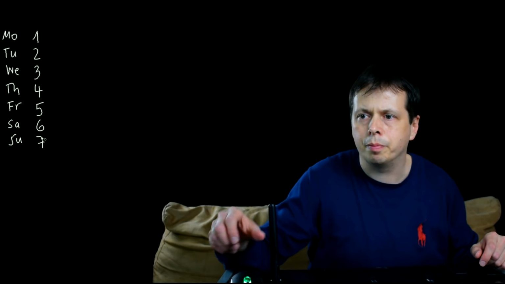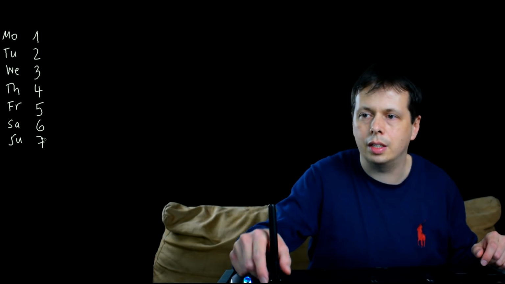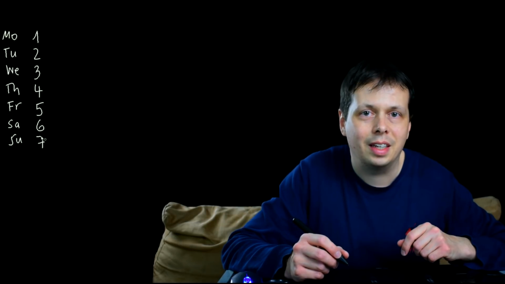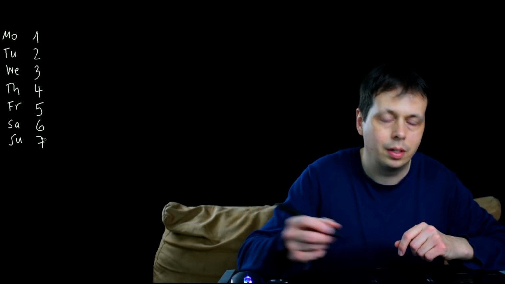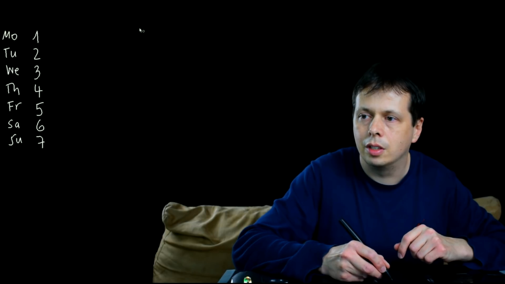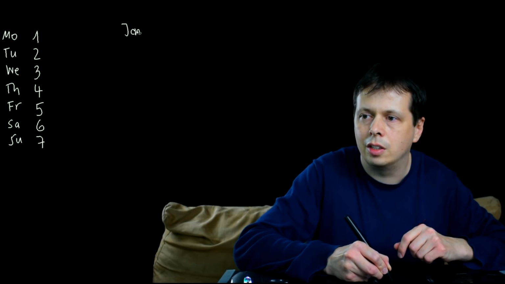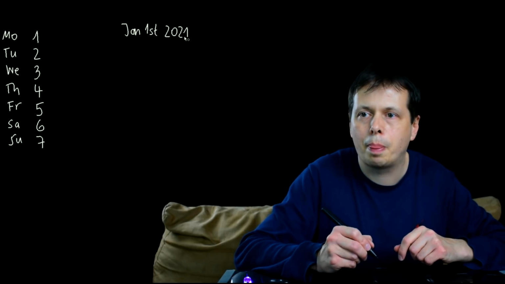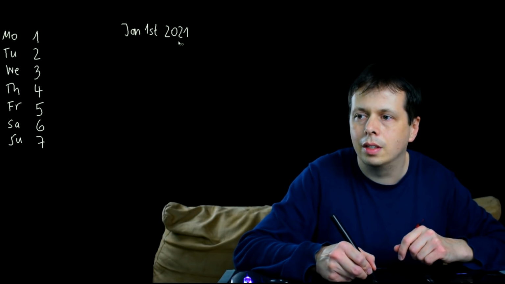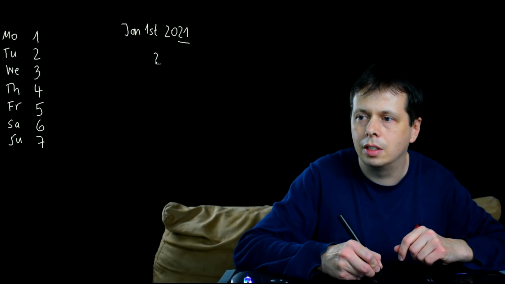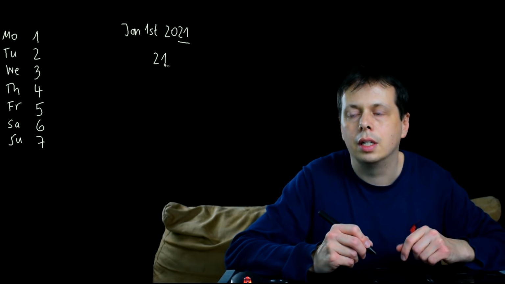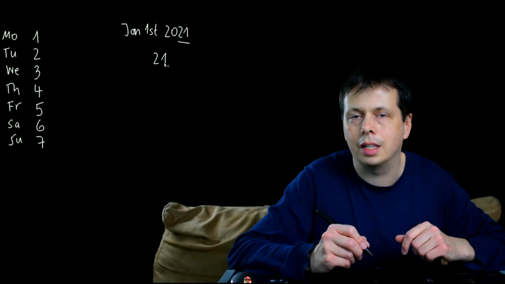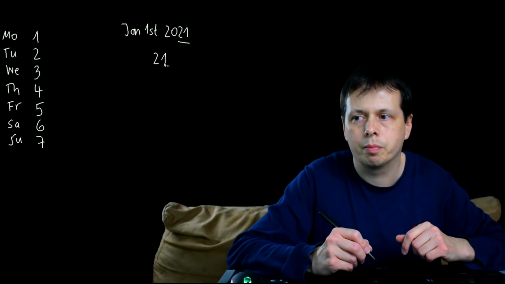So now let's start with a first example, and this is January the 1st, 2021. You take the last two digits, 21, and you divide the last two digits by 4.